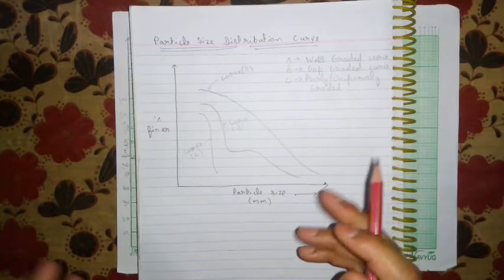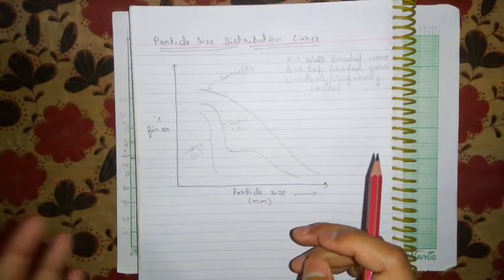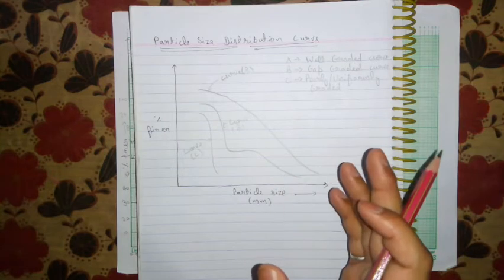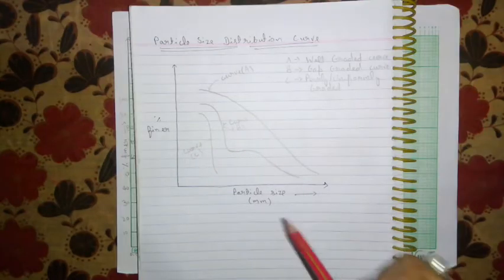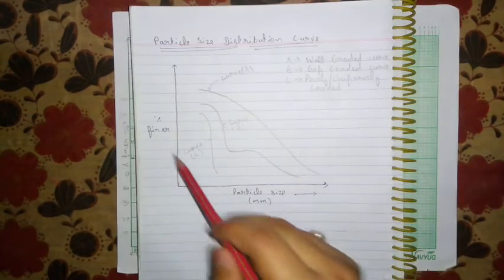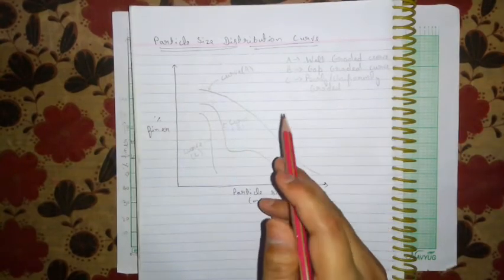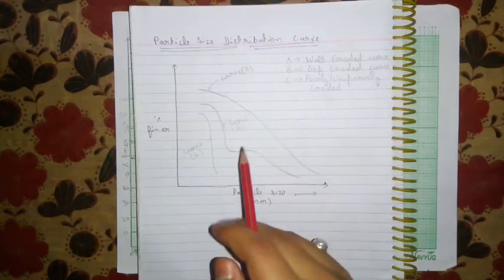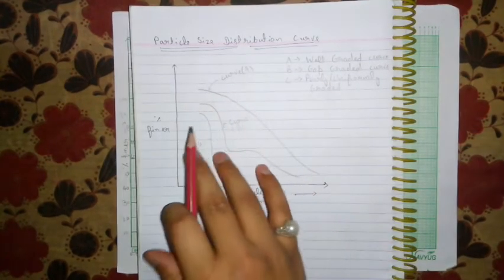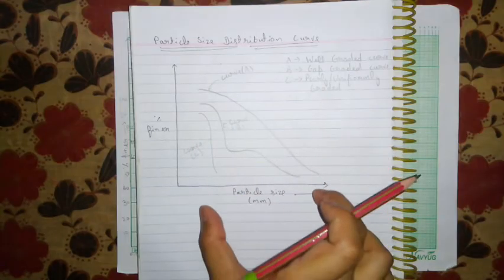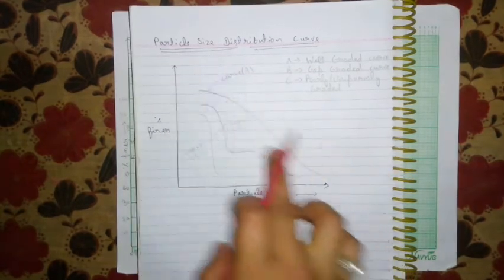First of all, we perform this sieve analysis test in the laboratory, and based on the results which we get from the sieve analysis, we plot this curve between these two variables, percentage finer and particle size. There are 3 or 4 types of curve that we get when we plot the data. The first curve, A, is known as a well graded curve because it contains particle sizes of all the ranges. As you can see, all the size ranges are covered in this curve.